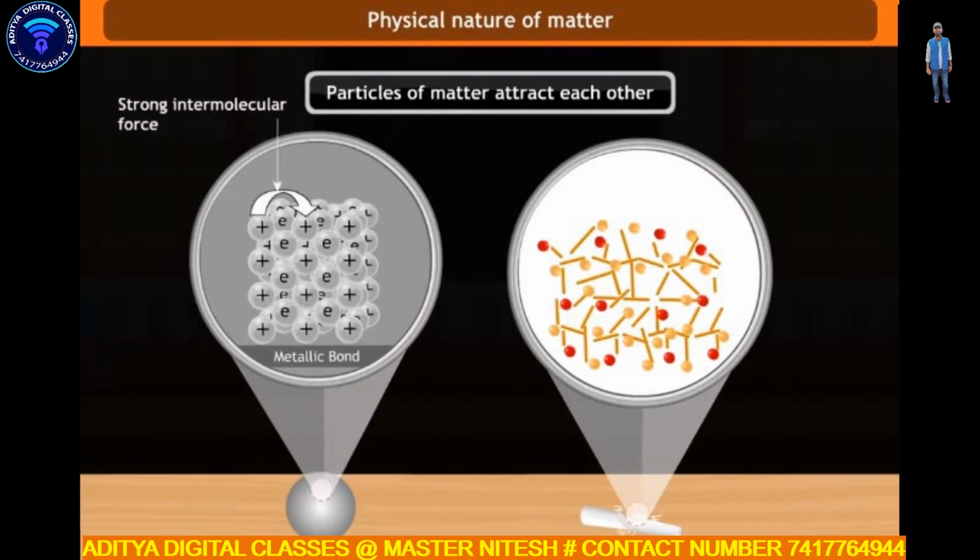Iron particles attract each other with a much greater force. This makes iron very hard and strong, because of which the iron ball does not break. Therefore, on the basis of the above activity, we conclude that the particles of matter attract each other. However, this force of attraction varies from matter to matter.